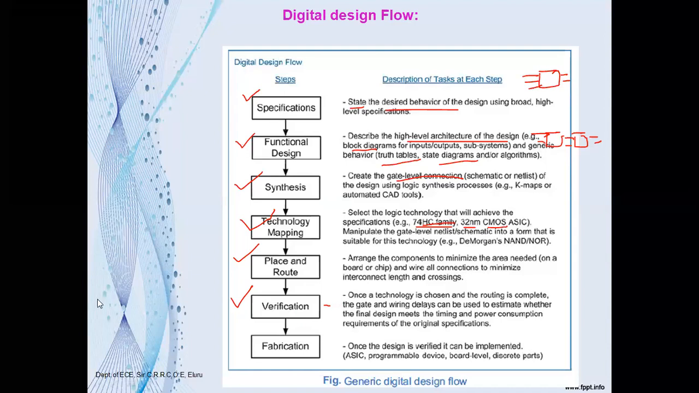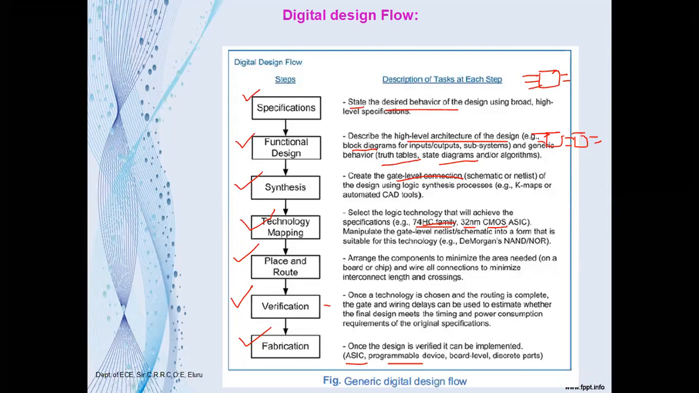Once you have the expected output in the verification, once you have the desired outputs, then we will go for the fabrication. Again, at the fabrication, we will use computer aided tools to get the device in the form of an ASIC, or in the form of a PLD, programmable logic devices, or in the form of an integrated circuit. All these are integrated circuits only, ASICs and programmable devices. So this is a simple digital design flow.